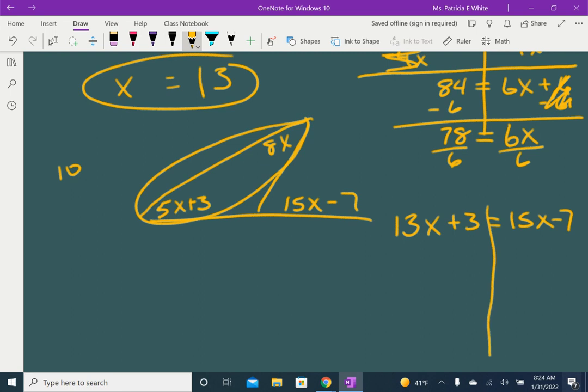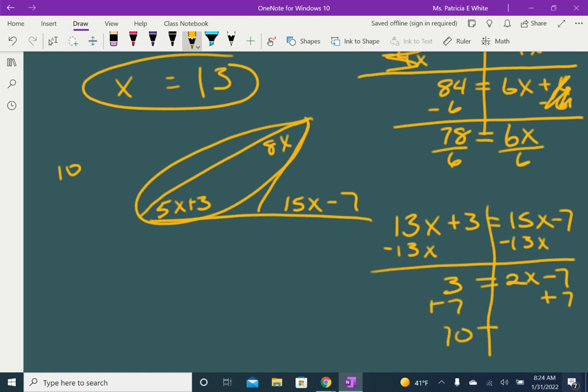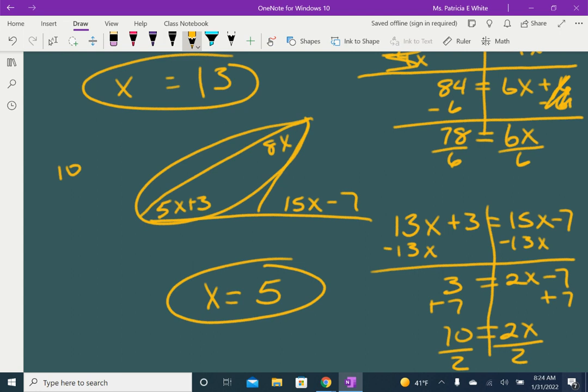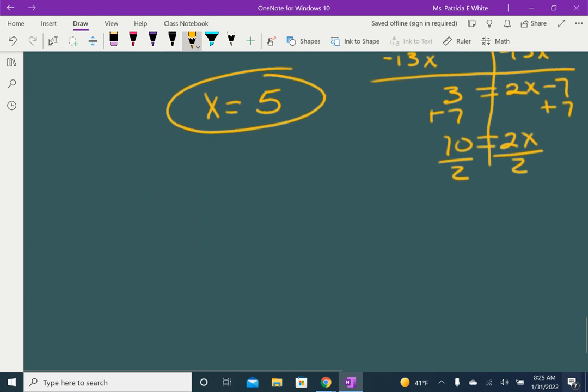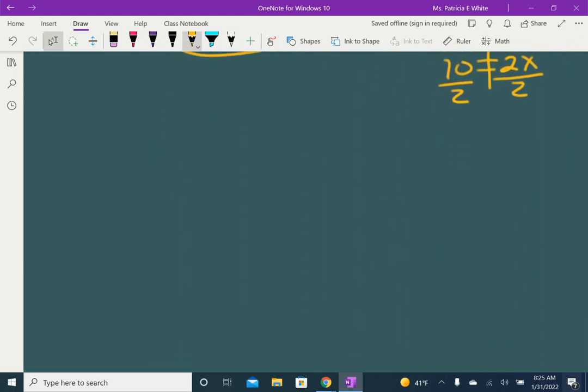All right, variables on both sides. Got to get those x's together. I'm going to subtract the 13x, again, only because it's smaller. So now I have 3 equals 2x minus 7. Two-step equation. 2x minus 7 equals 3. So I'm going to add 7 on both sides and divide by that 2, and x is equal to 5. Okay? Pause. Get problem 9 done. And I'm going to go on to 12.